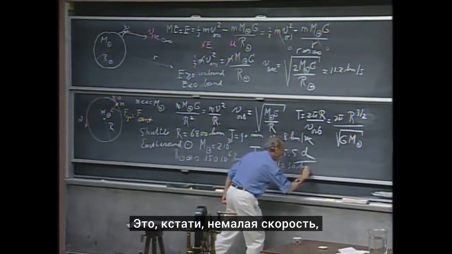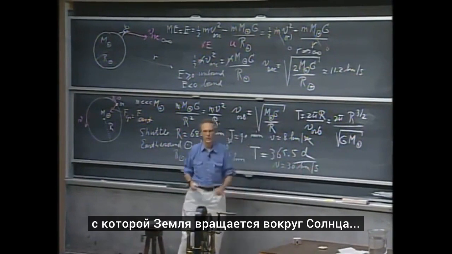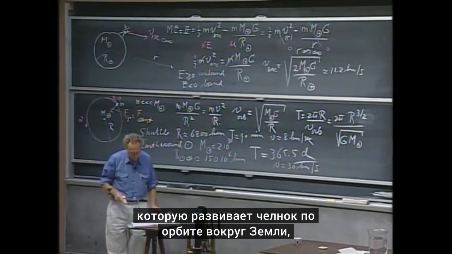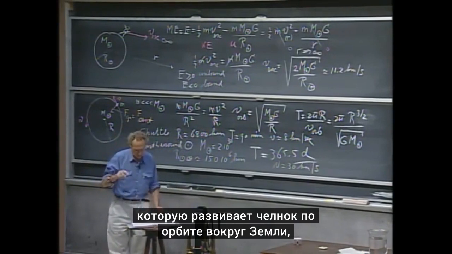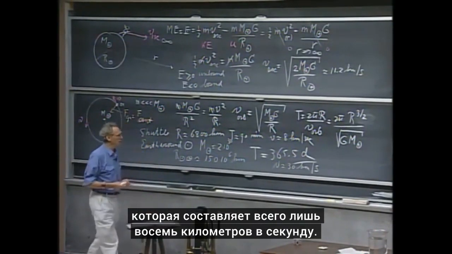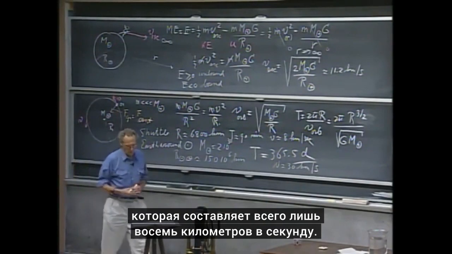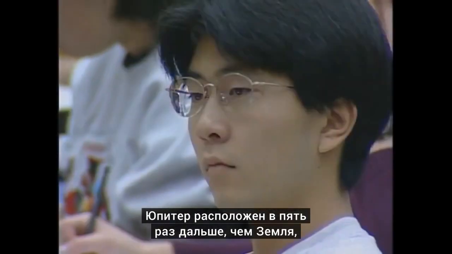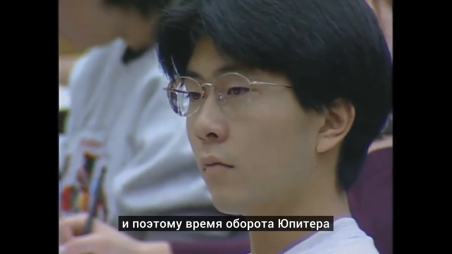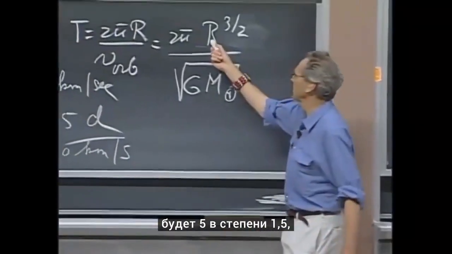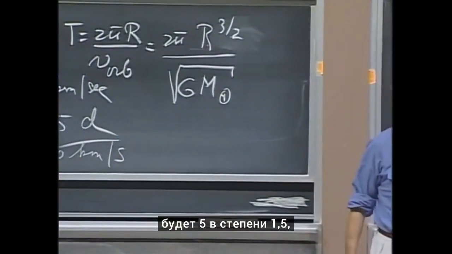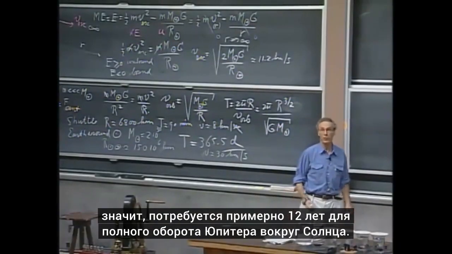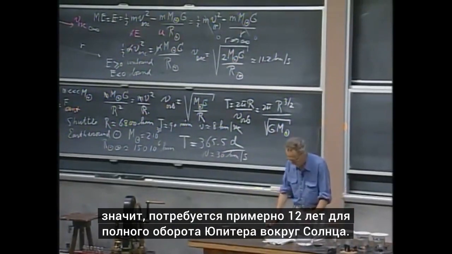It's a substantial speed, by the way, that the Earth is going around the sun, 30 kilometers per second, way higher than the speed of the shuttle in orbit around the Earth, which is only 8 kilometers per second. Jupiter is 5 times further away than the Earth, and so the time for Jupiter to go around goes with 5 to the power 1.5. That's about 12, so it takes Jupiter about 12 years to go around the sun.